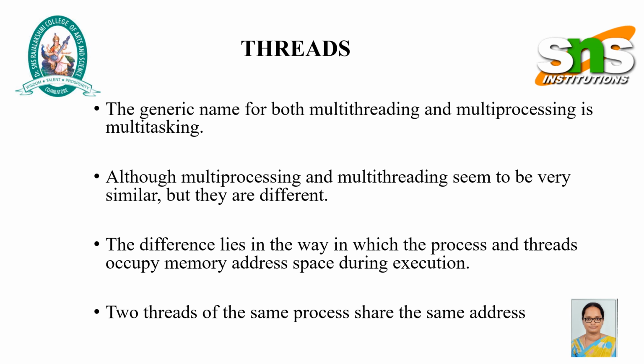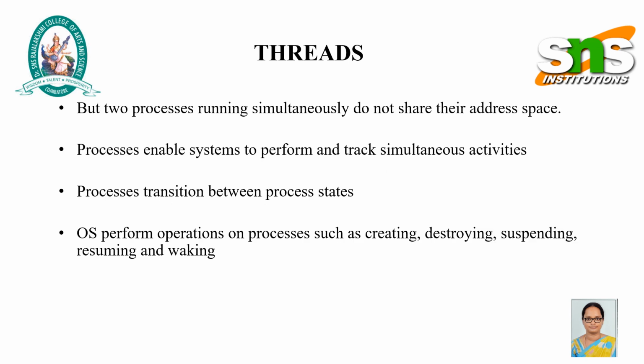Although multiprocessing and multithreading seem to be very similar, they are different. The difference lies in the way in which processes and threads occupy memory address space during execution. Two threads of the same process share the same address space, but two processes running simultaneously do not share their address space. Processes enable the system to perform and track simultaneous activities. Processes transition between process states. The operating system performs operations on processes such as creating, destroying, suspending, resuming, and waking.